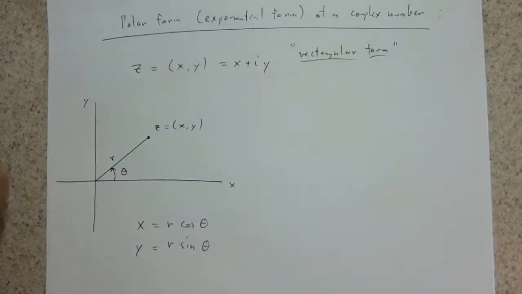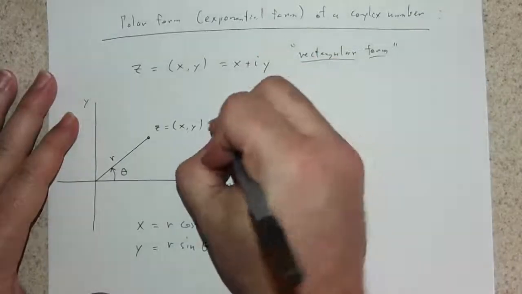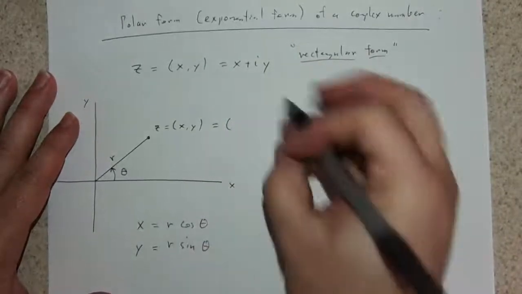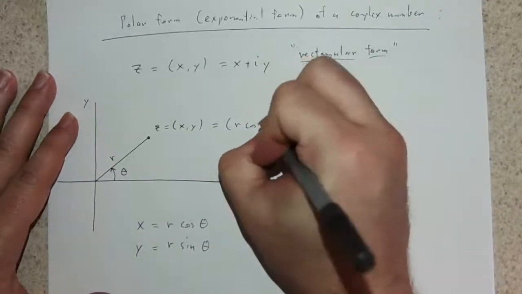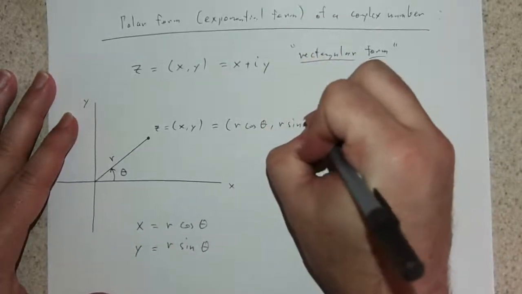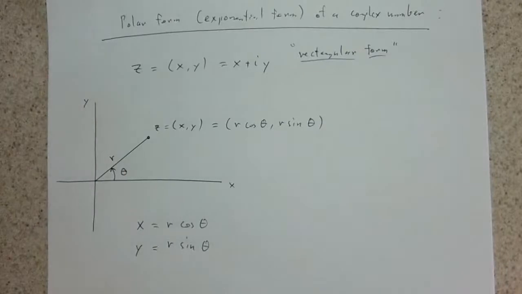Well, if we've done this replacement, then I can just straight up say if x is r cosine theta and y is r sine theta, then we're good to go there.